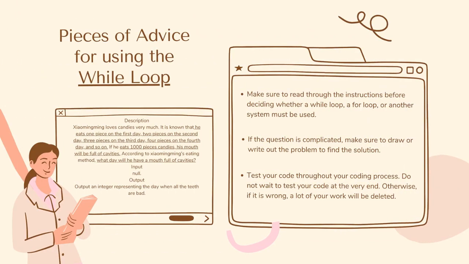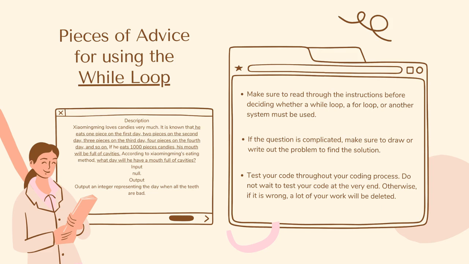Pieces of advice for using the while loop. 1. Make sure to read through the instructions before deciding whether a while loop, a for loop, or another system must be used. The while loop is only used when it is unknown when to stop. The for loop, however, is only used when there is a known number of times to repeat.